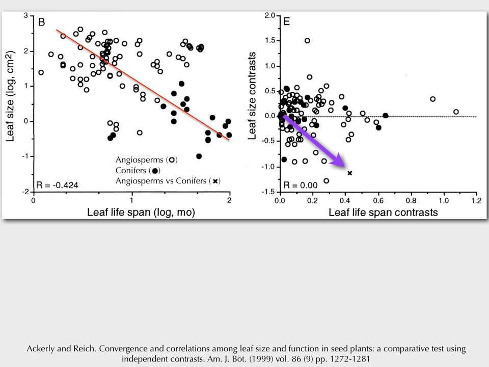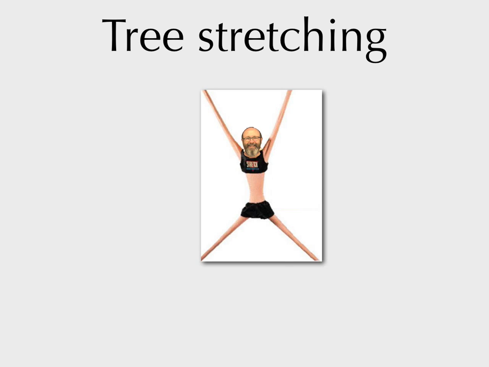Good. Other questions or comments? Okay. So, main points from this section are this continuous trait model that you can use the same way you're using the discrete trait model, and then the need to control for relationships when looking at correlations like this. Okay. Now let's talk about tree stretching.